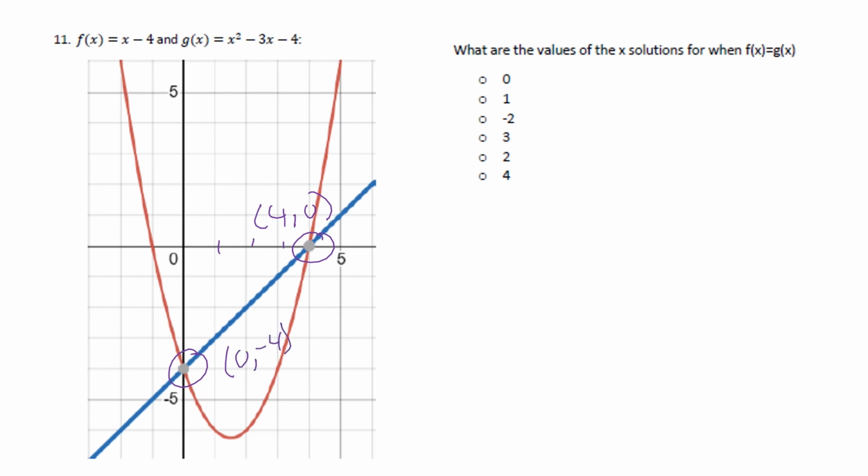And so it says, what are the x values? So the x values here are 4 and 0. And so those are my answers here. It would be 0 and 4. And we're done.